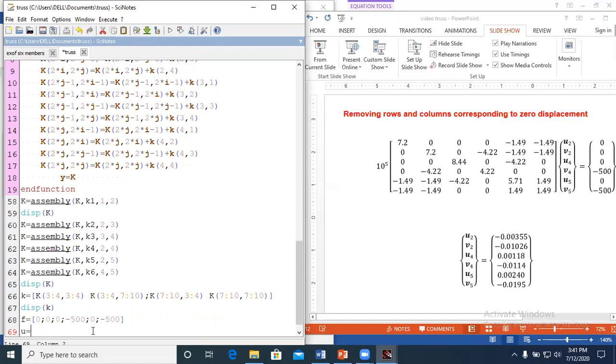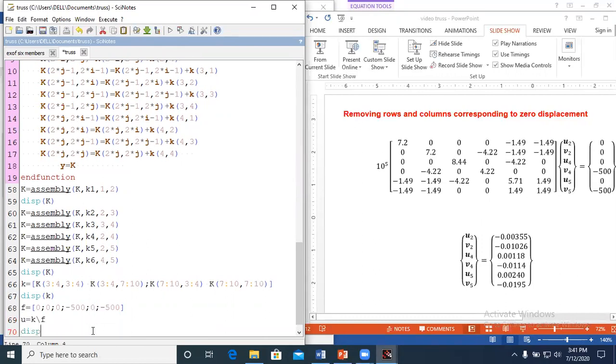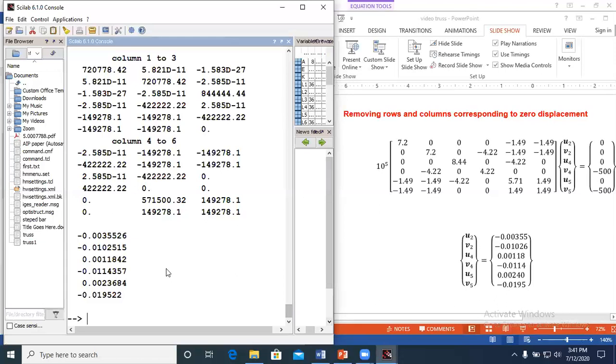Now write the back substitution for calculation of the displacement. U is equal to K backward division, K by F. Okay, display U. Execute this. Now you see the output. You compare this one. It is minus 9, not 0.0035, 0.010, 0.0011, 0.0011, 0.0023, 0.019522. Okay. Now these displacements are exactly matching.